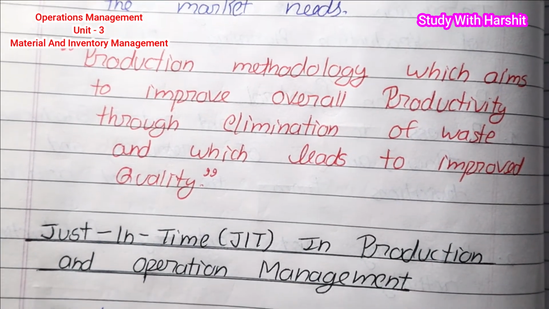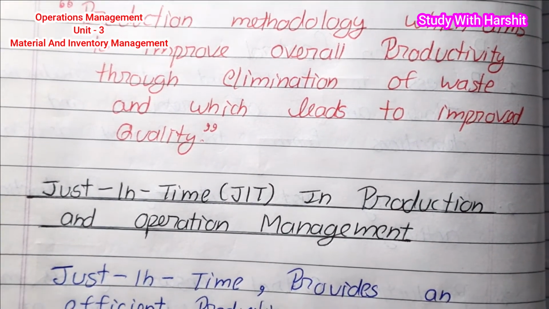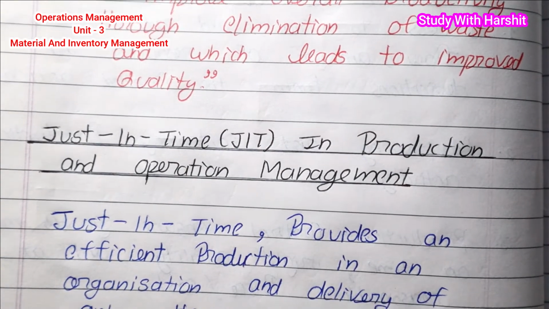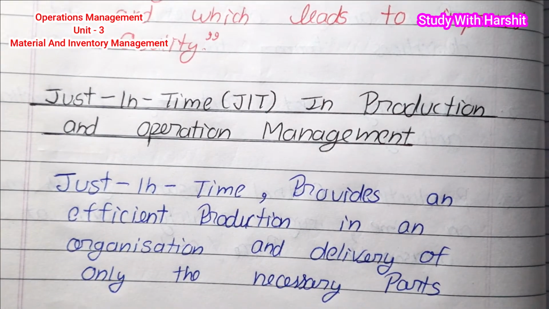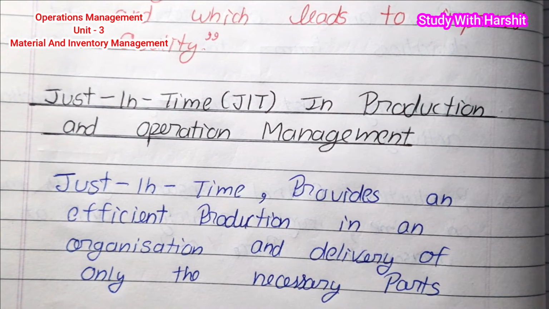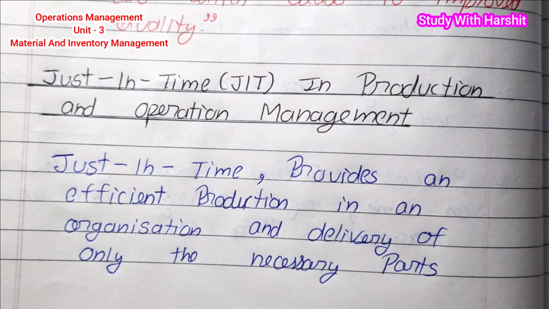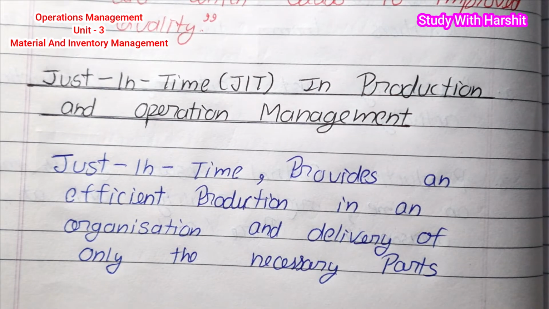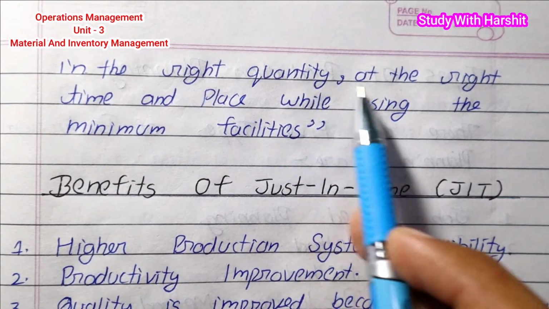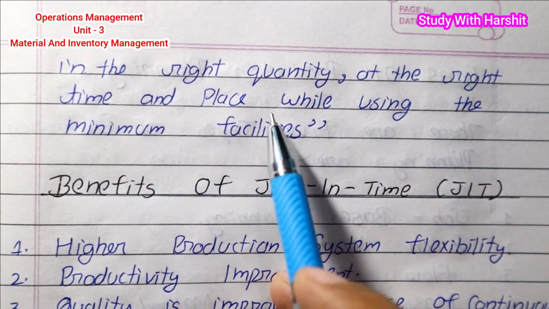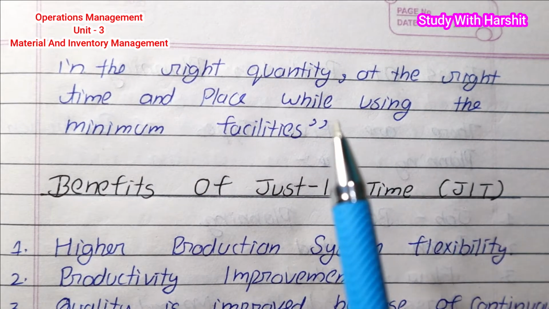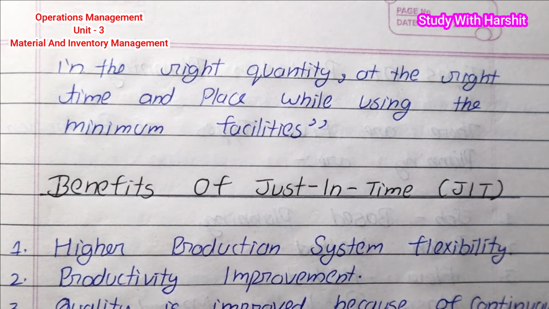JIT, just in time in production and operation management. Just in time provides an efficient production in an organization and delivery of only the necessary parts in the right quantity at the right time and right place while using the minimum facilities.